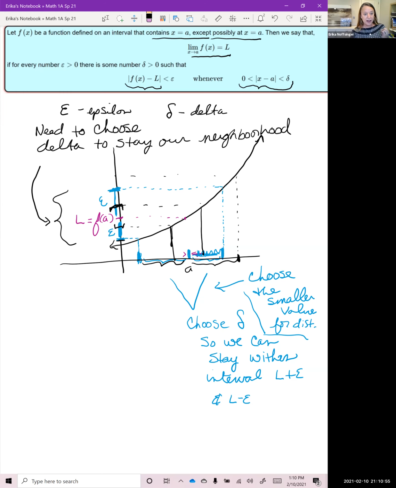They're going to say, okay, given an epsilon greater than 0, could you figure out what that delta has to be in order to always stay within that bound?